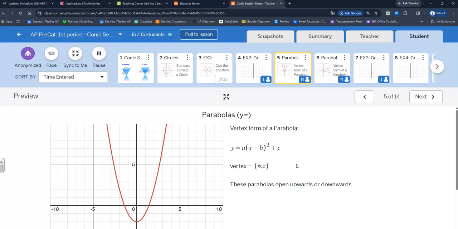So these types of parabolas we've seen a lot before. We've dealt with them. But there is a second type that I don't think you have worked with in any other class. And that is going to be the inverse of this parabola. Now, will the inverse of this parabola be a function?